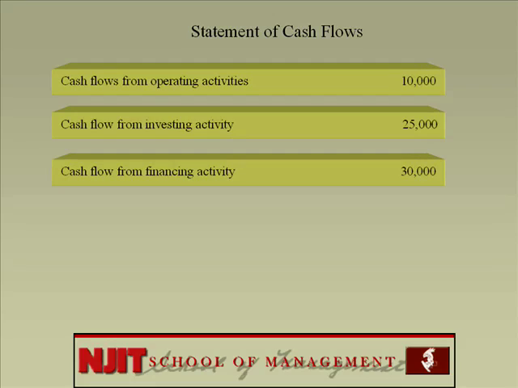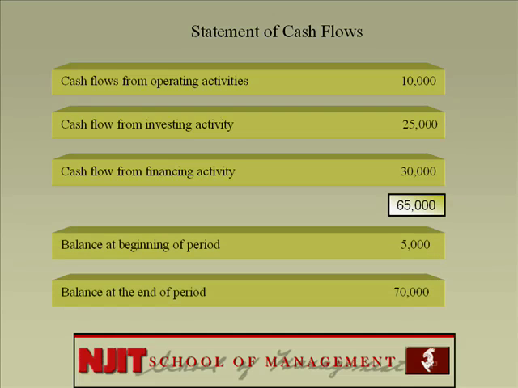Let's say the cash flows from operating activity was 10,000. Cash flow from investing activity was 25,000. And cash flow from financing activity was 30,000. So, in total, for the period, the company generated 65,000 in cash. Assume the beginning balance was 5,000. So, if you had 5,000 at the beginning of the period and you generated 65,000 of cash, your balance at the end of the period is 70,000.